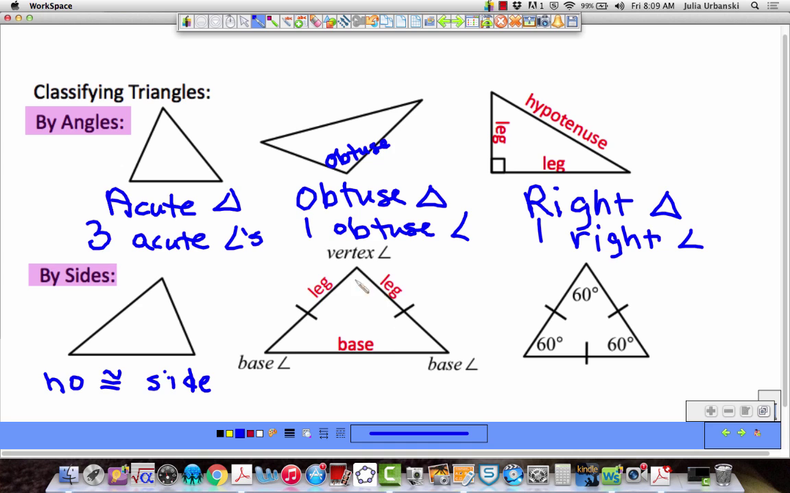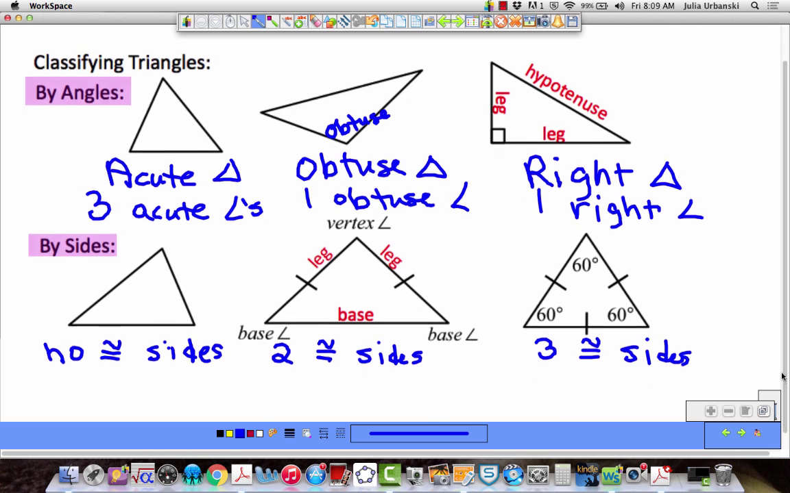This one has how many matching sides? 2. Well, let me say congruent instead of matching. 2 congruent sides. And the last one has how many congruent sides? 3 congruent sides. All right, so now tell me the names.